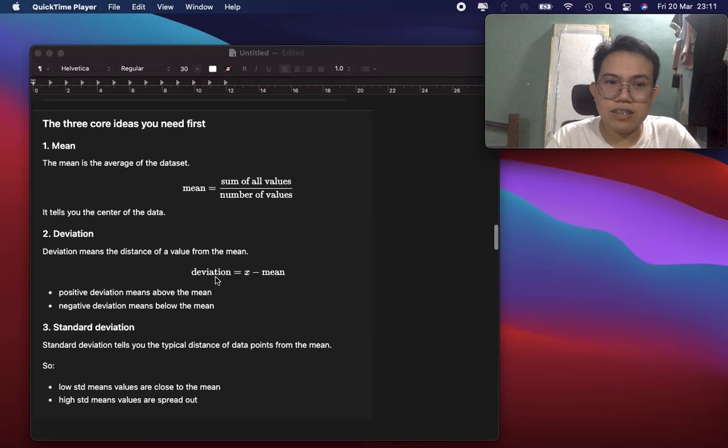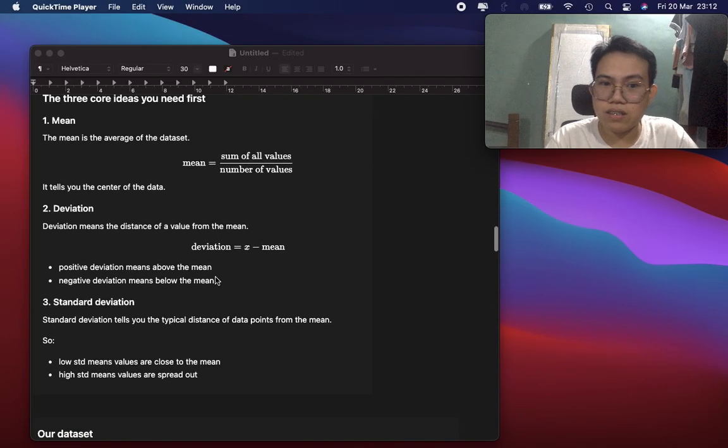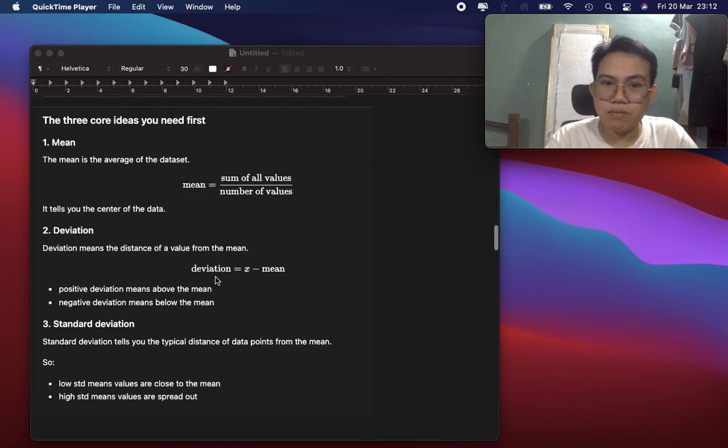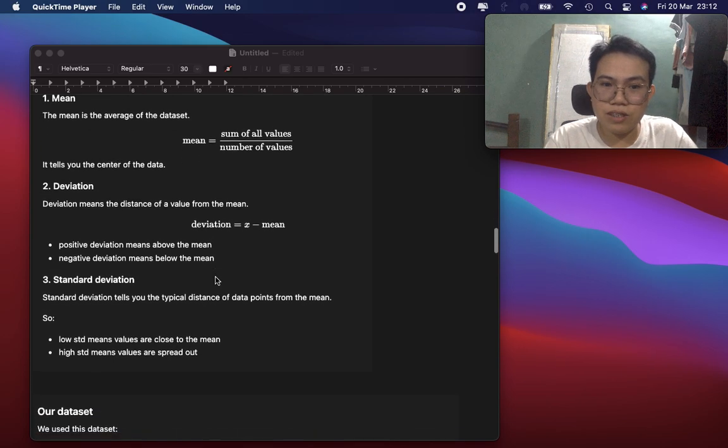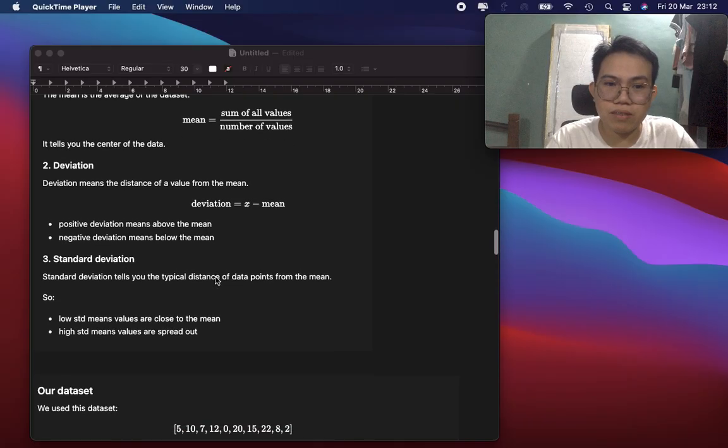The core ideas you need first, like what we solved earlier, the foundation, are to know what the mean is and what the deviation is. We know that the mean is the average value in the data set, and the deviation is the distance of a value from the mean.